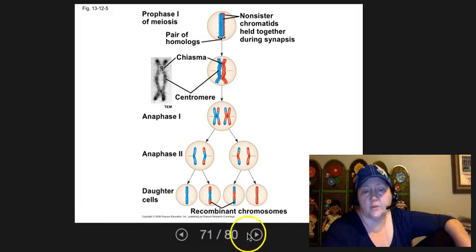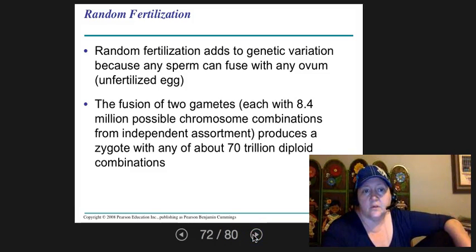Here's our recombinant chromosomes down here. Random fertilization is just like we said. Any sperm can randomly fuse with any egg. It's purely luck. That makes it sound like you are pure luck. Kind of cool, but you are. How you got here is just luck.